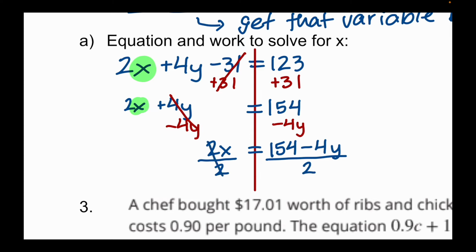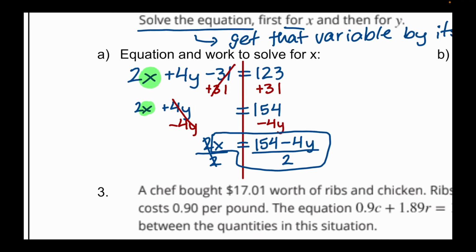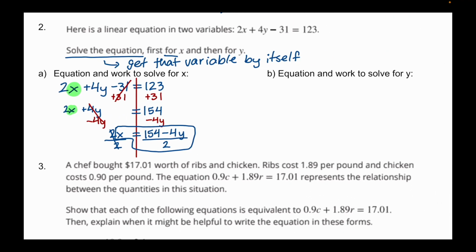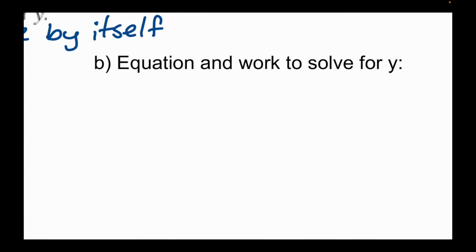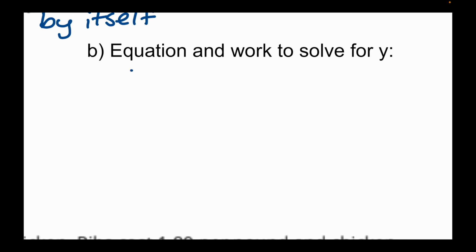And what that does is now leave x by itself. And this is my answer for solving for x, is that x is equal to 154 minus 4y all over 2. And that's my equation and the work. We're going to do something really, really similar for the next part, but we're going to solve it for y. So let's write our equation out here so that we can get started.